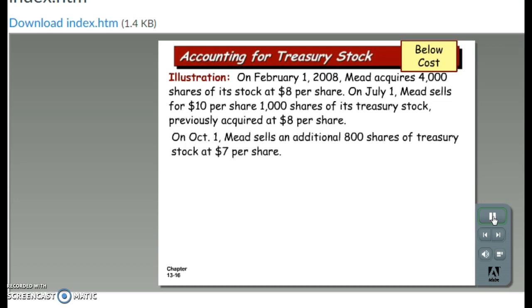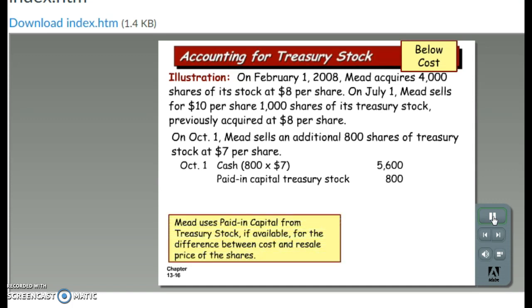If, on October 1, Meade then sells 800 of these treasury shares for $7 per share, below cost, the following journal entry is recorded. Cash is increased or debited for $5,600. The paid-in capital treasury stock, if there is a balance available, is debited for the difference between the cost of $8 per share and $7 per share. This amount calculates to $1 times 800 shares, or $800. The treasury stock account is reduced or credited at the cost amount of $6,400.